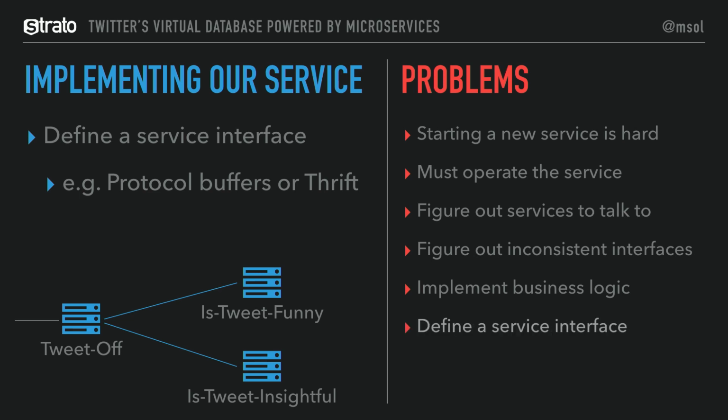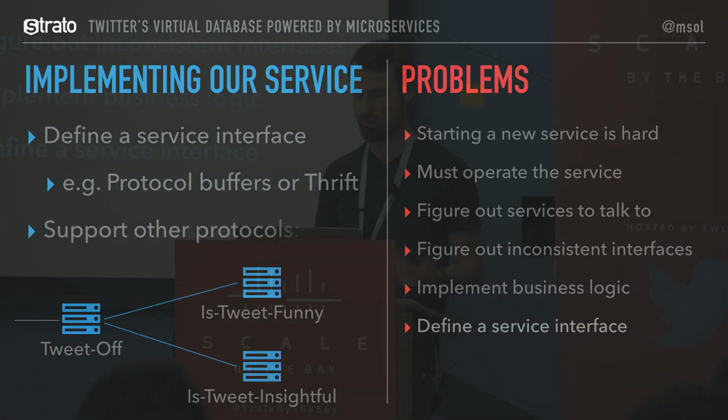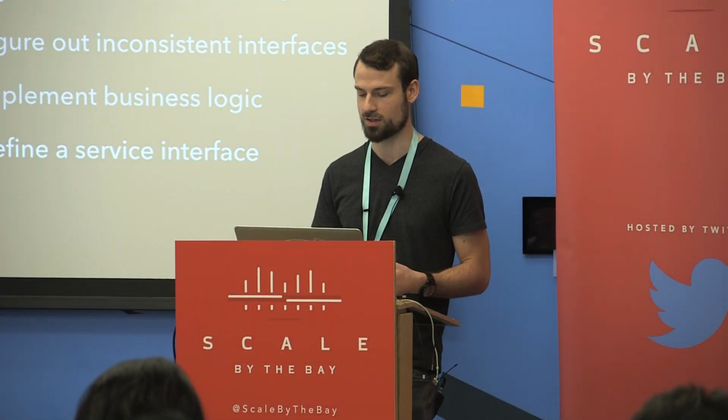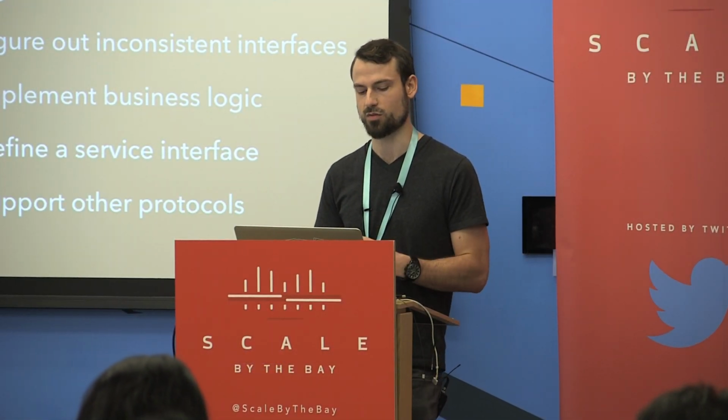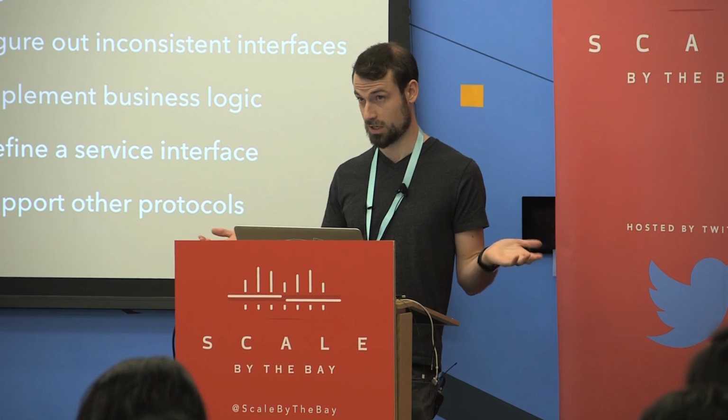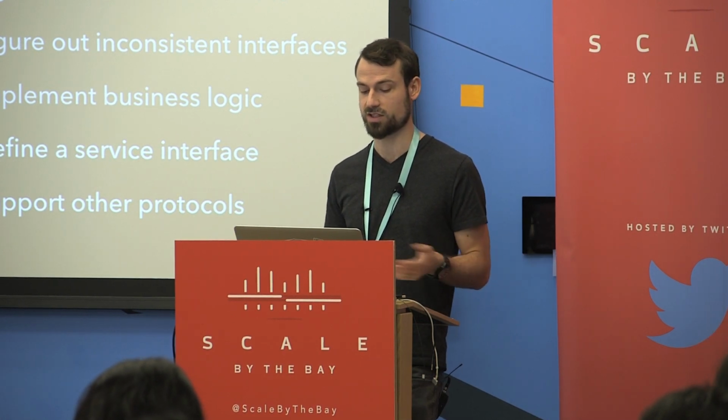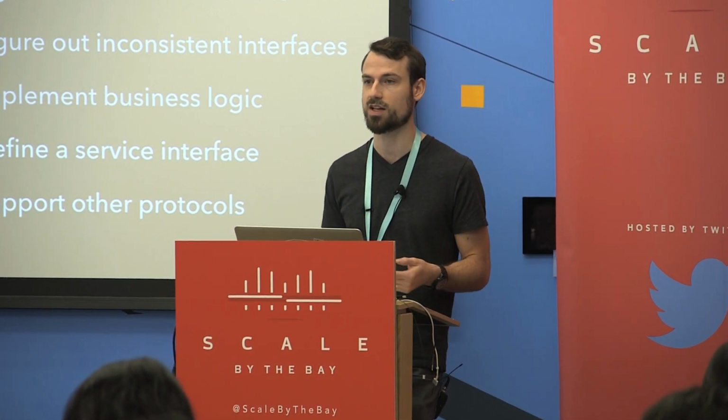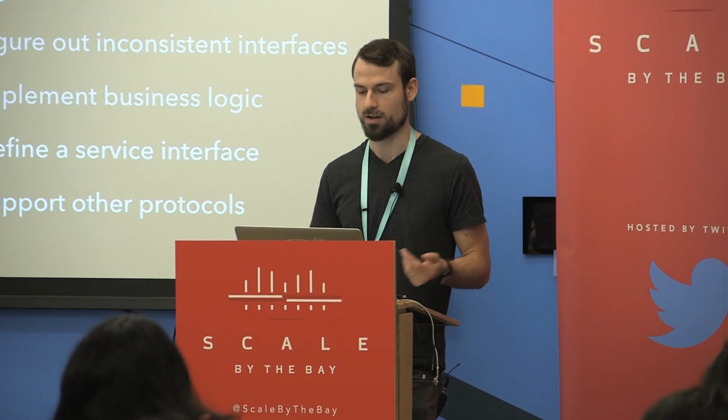And at least at Twitter, we often encounter another problem. We found that once we pick a protocol, we usually pick Thrift. Somebody always wants it in some other protocol, usually REST with JSON, and sometimes GraphQL, sometimes something else. So we might have to support other protocols as well. So let's write that down, supporting other protocols. OK, we're done. We successfully built the tweet-off service in a microservices world, and we accumulated a list of problems along the way. Great.